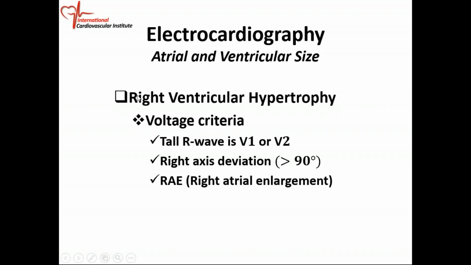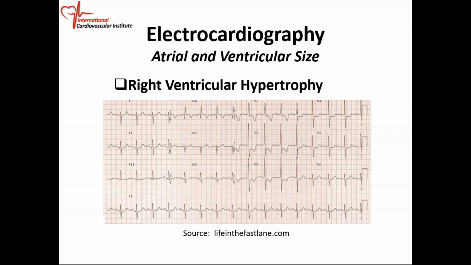So usually when you have right ventricular hypertrophy, you have big tall R waves in V1 and V2. You have a right axis deviation. We went over how to determine axis. And then you also have a right atrial enlargement. That is, when you look in your inferior leads, especially lead 2, you're going to get giant P waves. Those P waves are going to have a height greater than 2.5 millimeters. So this would be a case of right ventricular hypertrophy.